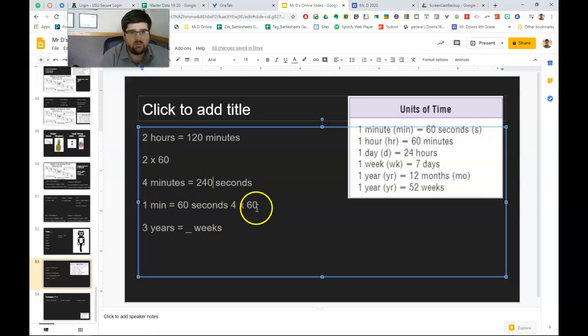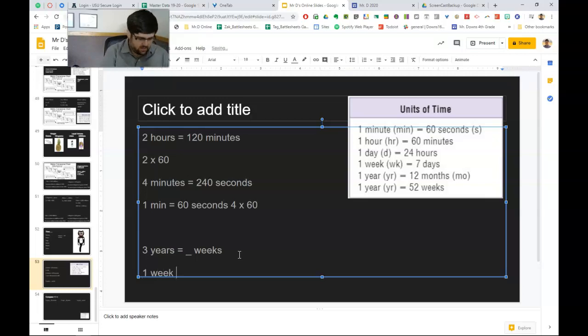So 4 minutes is the same thing as 240 seconds. This last one, 3 years into weeks. This one's a little bit harder for students to remember. Most students are familiar with seconds and minutes, but there's 52 weeks in a year. And the best way, just going to have to memorize that, there's 52 weeks in a year.